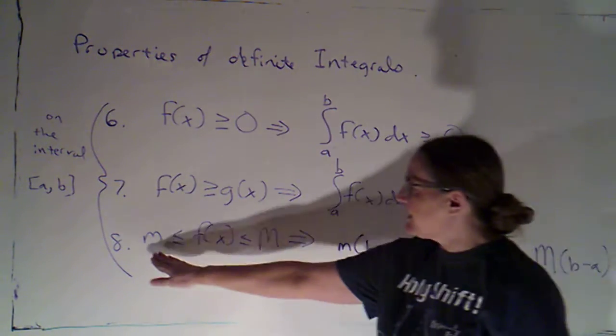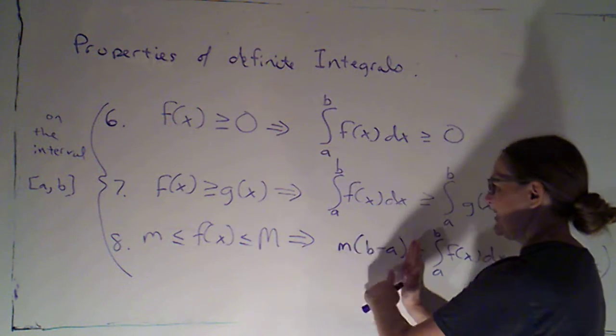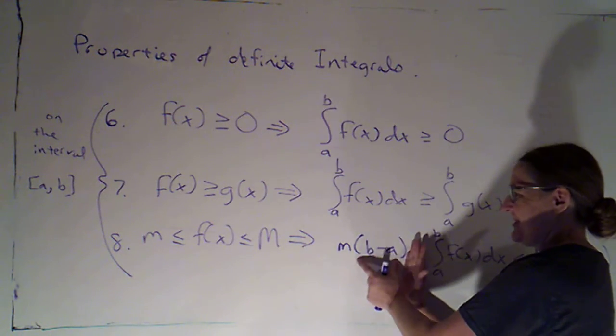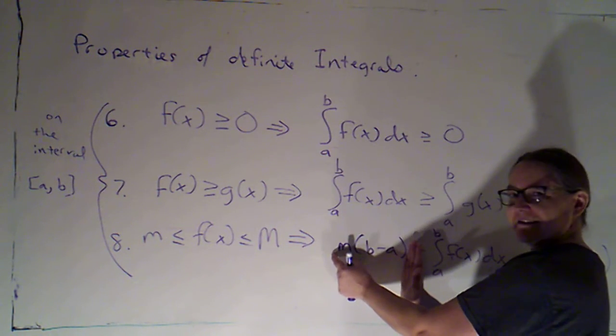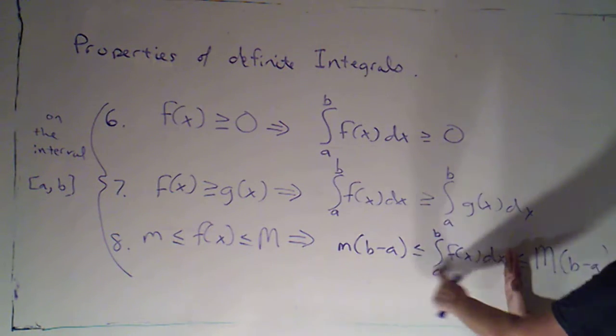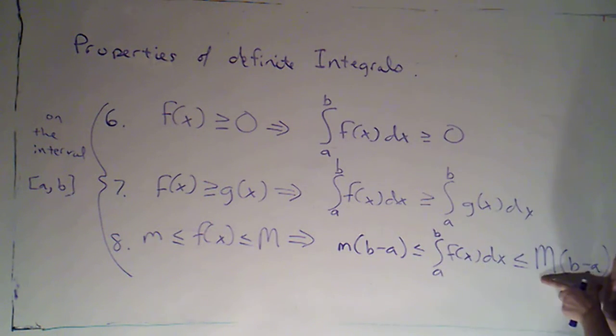But if I integrate a constant height of m, I'm going to get the area of a rectangle. The base would be b minus a, the height is little m. This is what I get if I integrate f. This is what I get if I integrate big M.